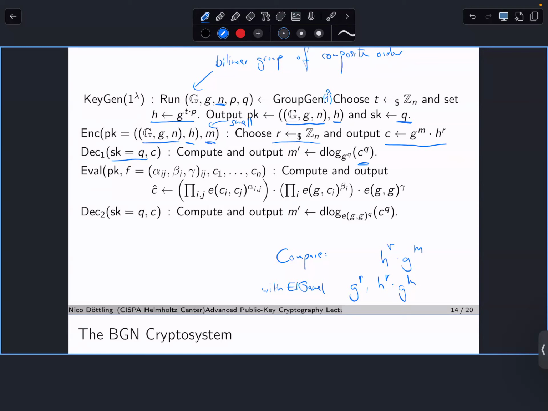And if M is small, or we can compute this efficiently by brute force, meaning we just enumerate all small exponents, let's call them mi, and compute G to the Q to the mi, and check if we get the C to the Q, right? So if the message M is small, we can efficiently compute this discrete logarithm by brute force, just by enumerating all possible messages. But now we're finally getting to the interesting part.